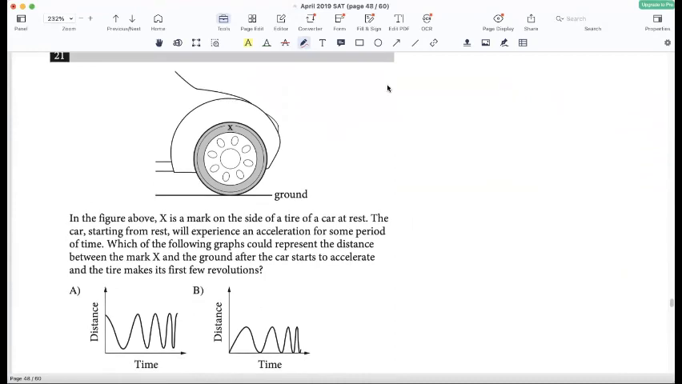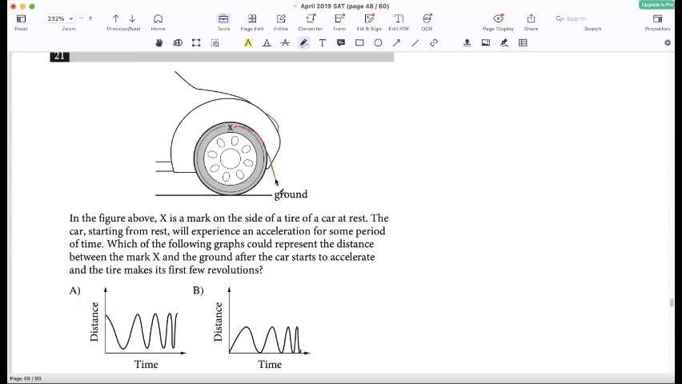21. In the figure above, X is a mark on the side of a tire of a car at rest. The car starting from rest will experience an acceleration for some period of time. Which of the following graphs could represent the distance between the mark X and the ground after the car starts to accelerate? Okay, so when it starts, it will go like this.